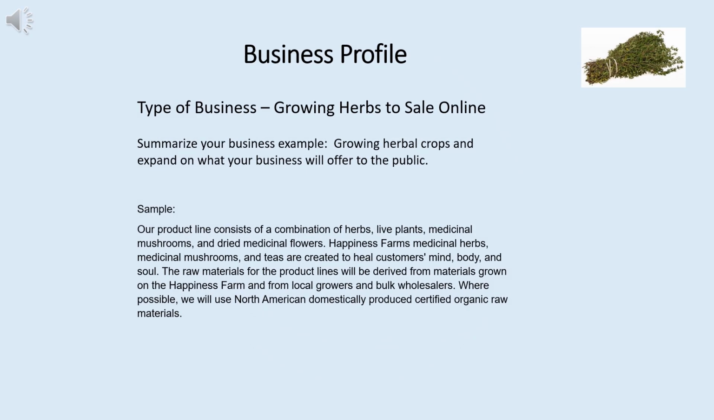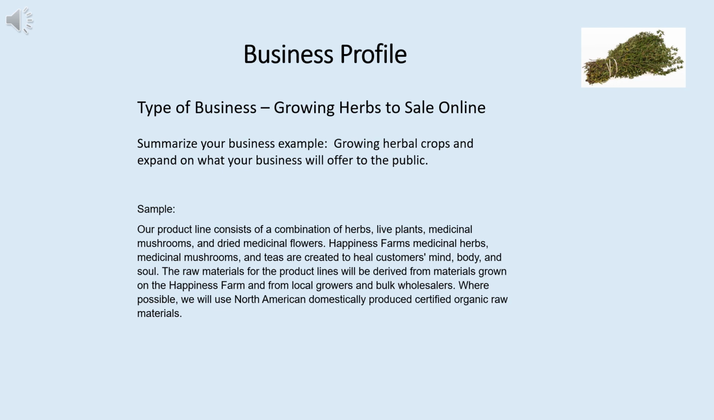When writing the business profile section you can follow the narrative below. All you have to do is summarize your business, for example growing herbal crops, and expand on what your business will offer to the public by selling herbs online. See the sample narrative below.